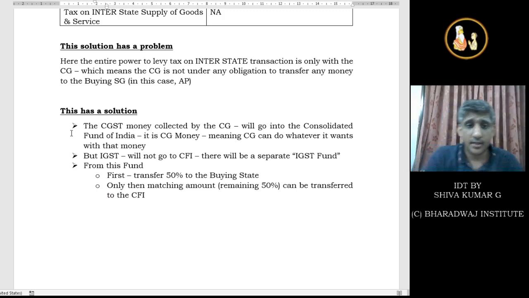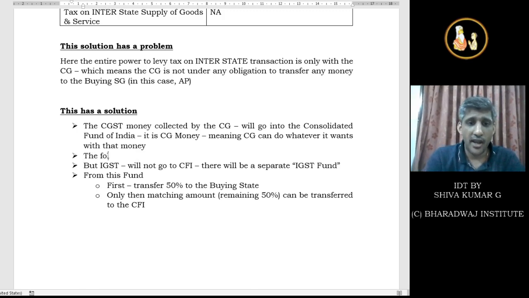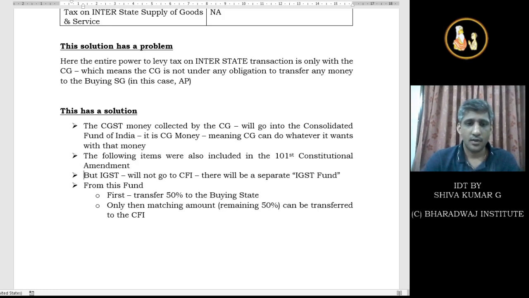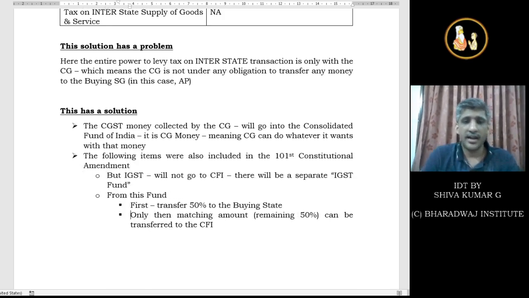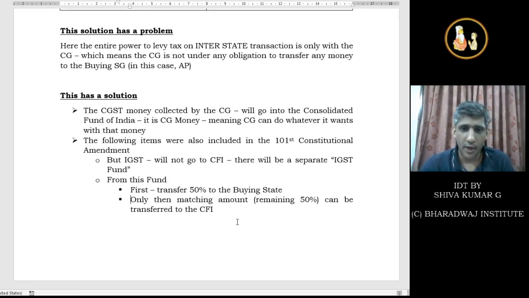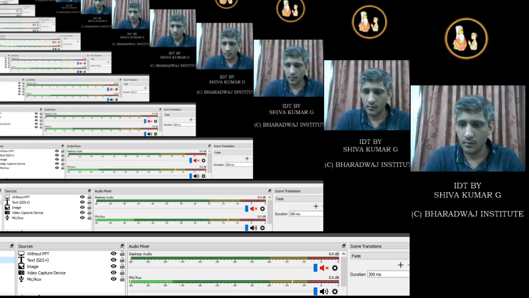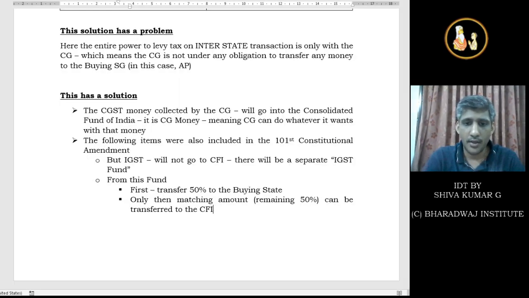So all this, the following items, were also included in the 101st constitutional amendment. First transfer 50% to the buying state, 50% to the selling state. Now if you go back, before going back, kindly pause the video and update this solution. Good? Yeah.